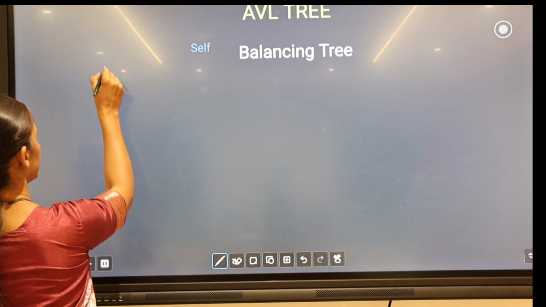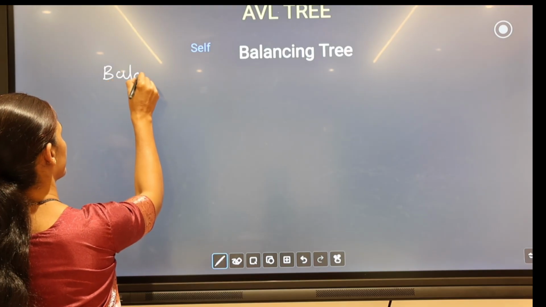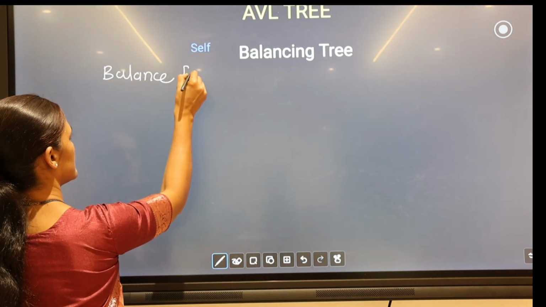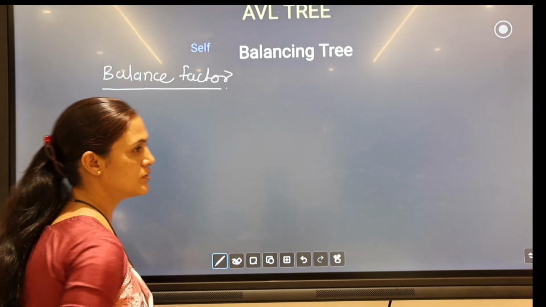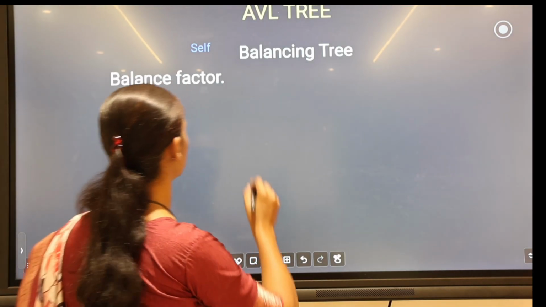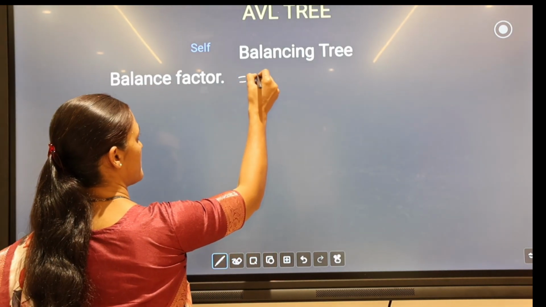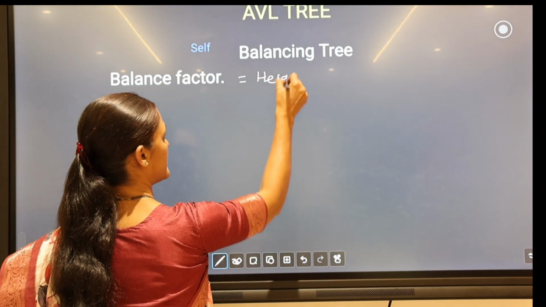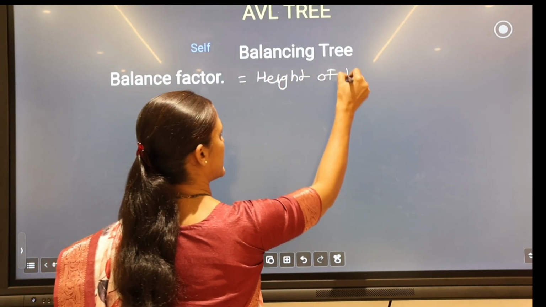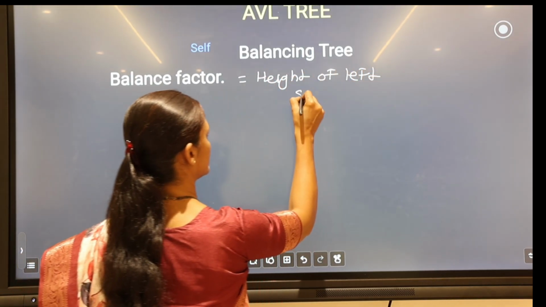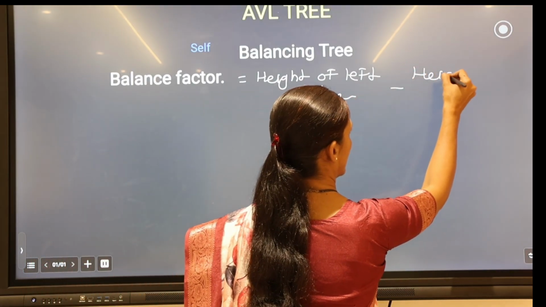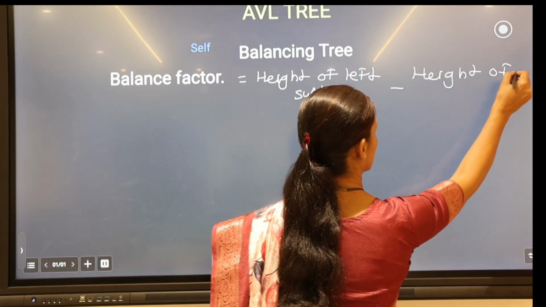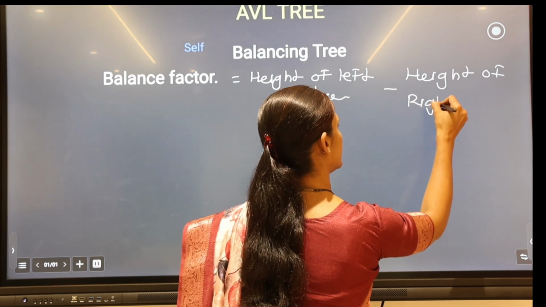So let's see the concept of balance factor. So balance factor is nothing but height of left subtree minus height of right subtree.